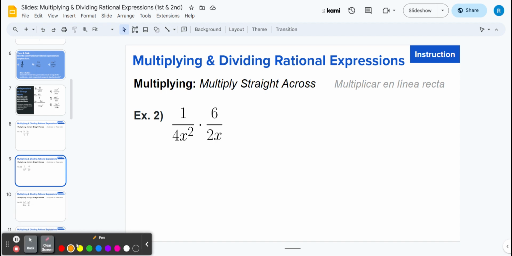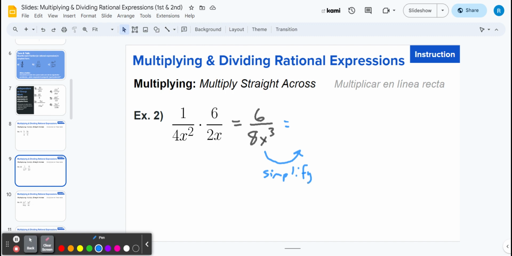Example 2, and if you're already feeling good about knocking this out yourself, please feel free to go ahead. We're going to multiply straight across, so we have 1 times 6, which is 6, and on bottom we have 4x squared times 2x, which is 8x to the third. So now we need to go ahead and simplify our answer, so I'm just going to make a note that we're simplifying.